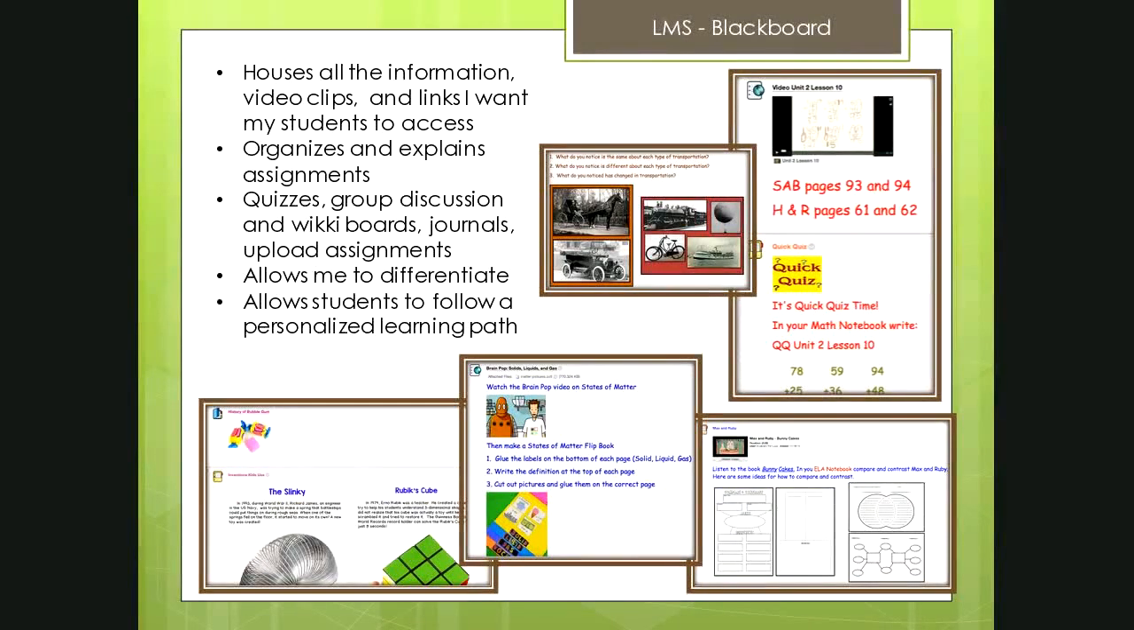everything that I want my students to access to go ahead and learn is there. The video clips, the links, any information that I have written in second grade speak that I want them to access is there. Blackboard is literally my plan book.